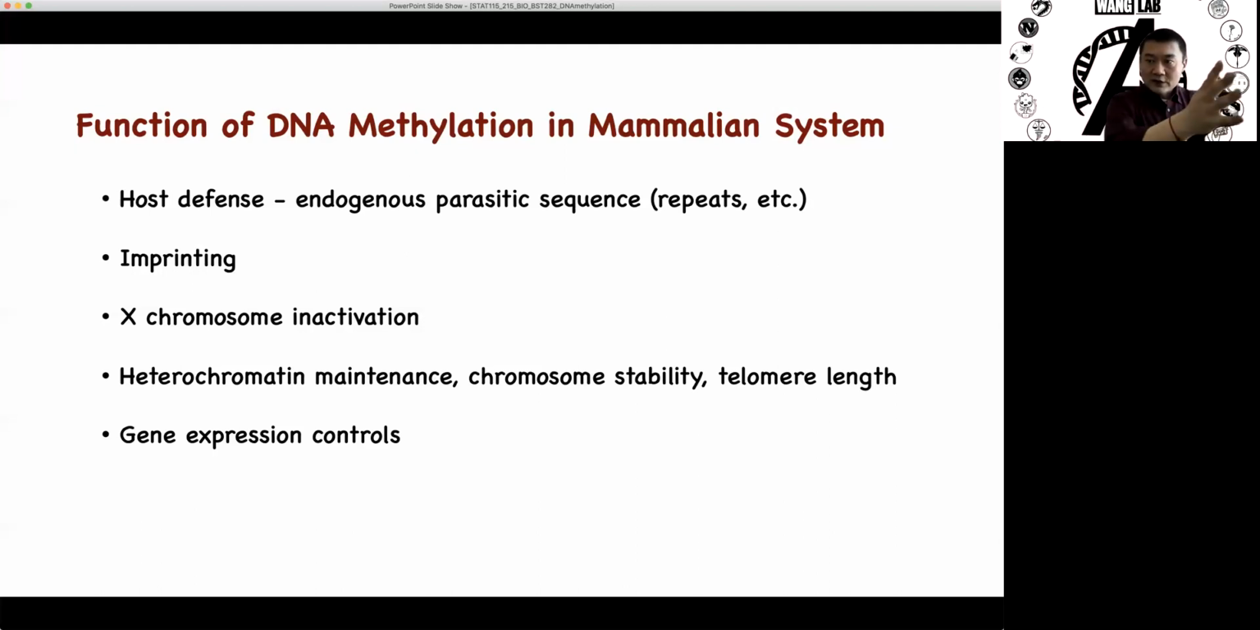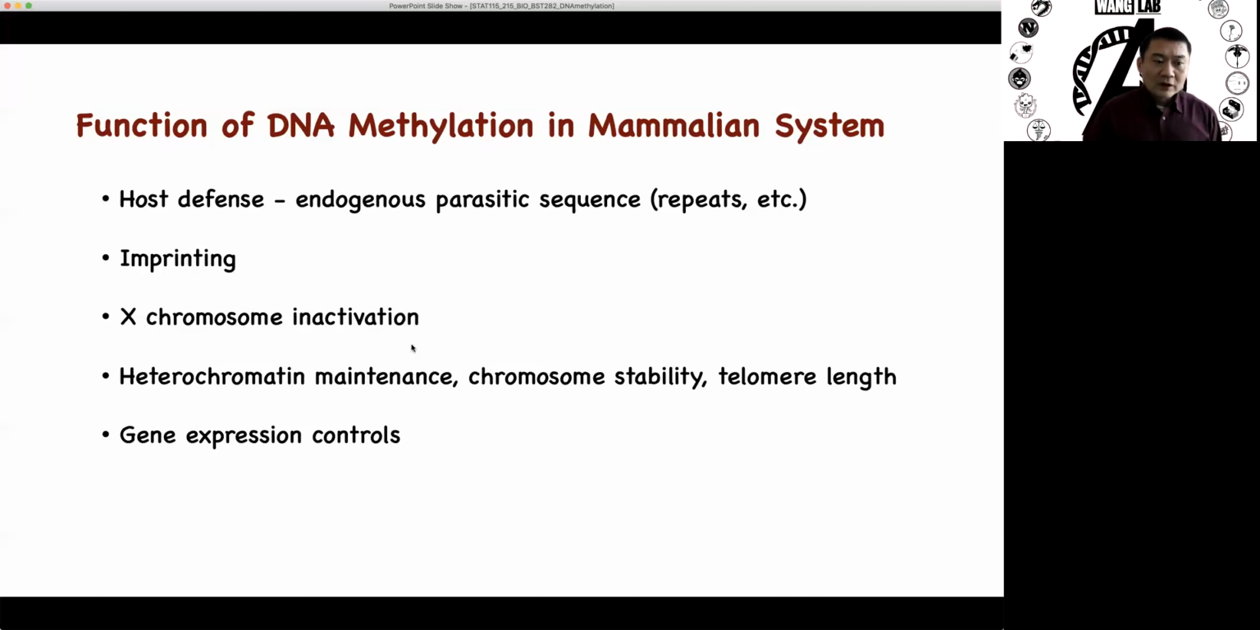All the daughter cells from that point on will express the same X chromosome. So as a result, maybe over here it's the dad's X chromosome being expressed, but over here it's mom's X chromosome being expressed, right? So demethylation is used to establish this X chromosome inactivation.